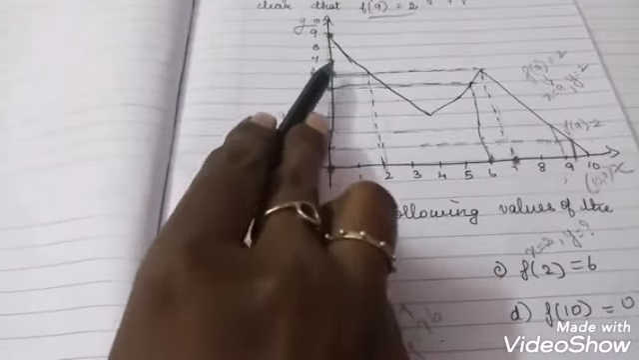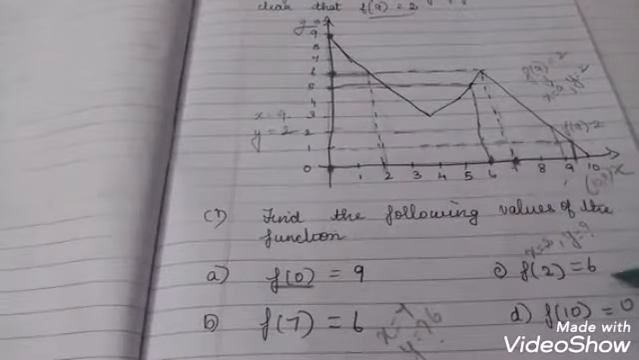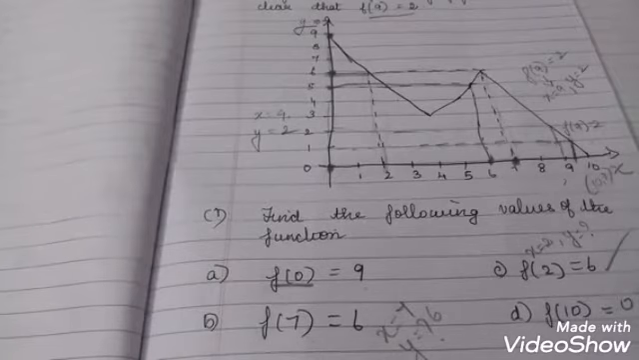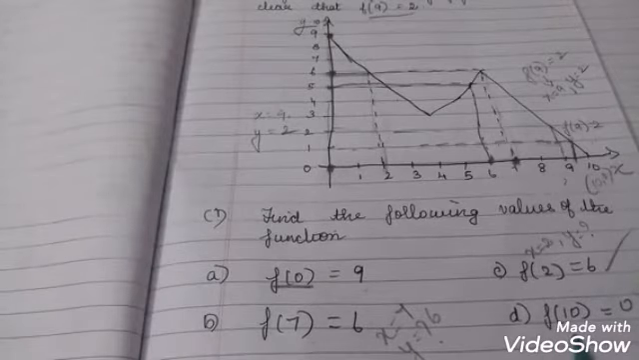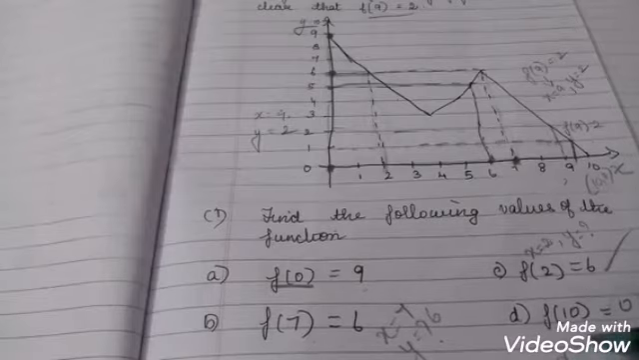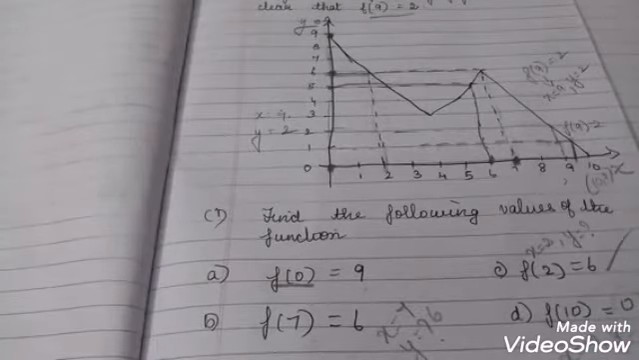It meets at the point 6. So what will I get? Your f of 2 is also equal to 6. Got it? Now here f of 10. So where do you have f of 10 here? It means that at x is equal to 10, what's the value of y? This is what I'll have to find out.